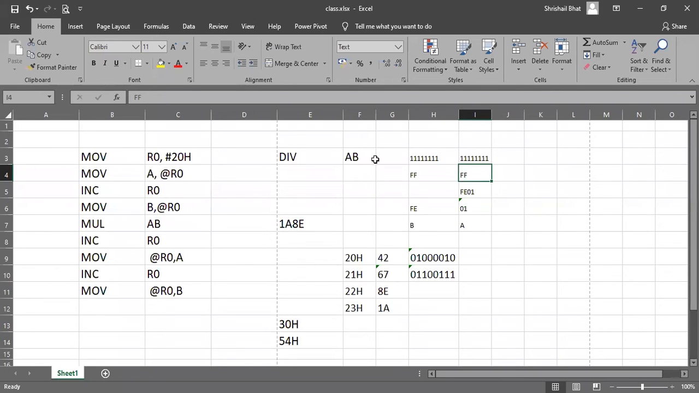You cannot have any other operands. You can perform division only on A and B. So it will perform A divided by B, and the quotient will be stored in A, remainder will be stored in B. Once you get the result, you can take it to any other register or any other memory location. But by default, it will use registers A and B.